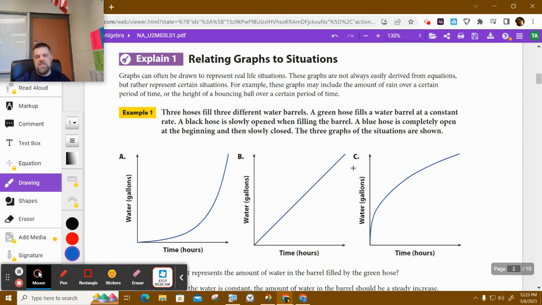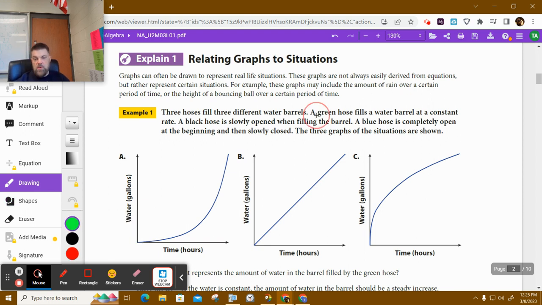All right, so now let's look at these graphs of these situations. For example number 1, they say 3 hoses fill 3 different water barrels. A green hose fills the water barrel at a constant rate. A black hose is slowly opened when filling the barrel. And a blue hose is completely open at the beginning and slowly closed. Oh, I see what they're saying. I misread it. So let's identify which one is the green one.